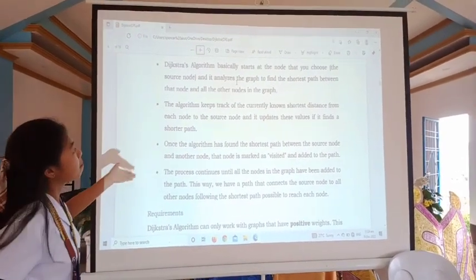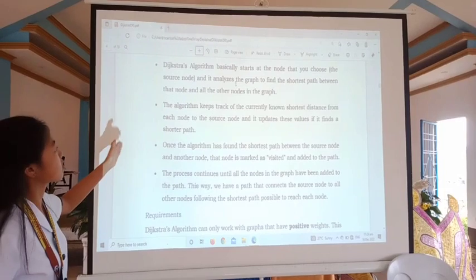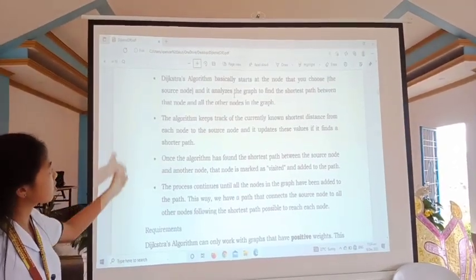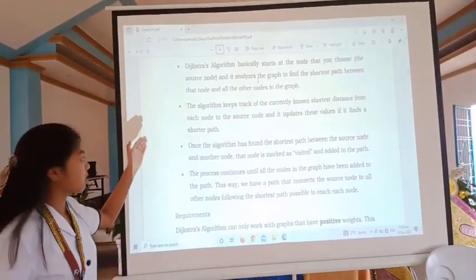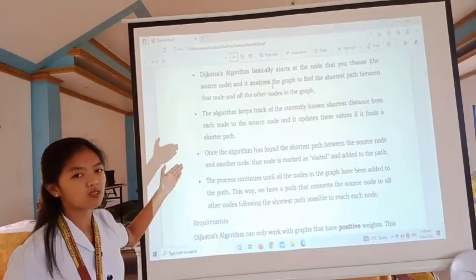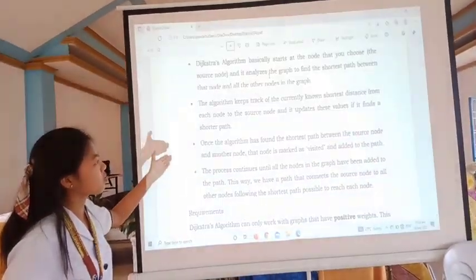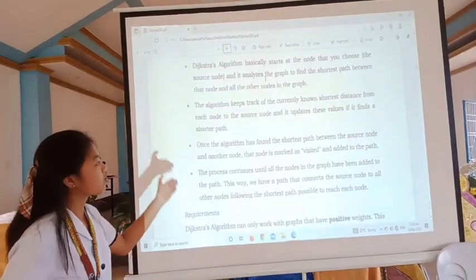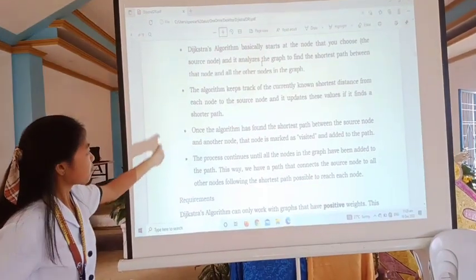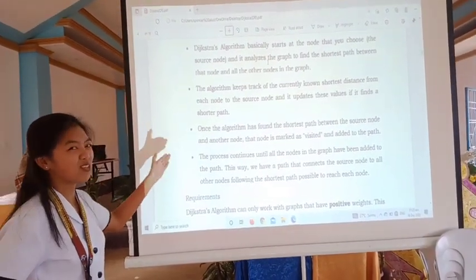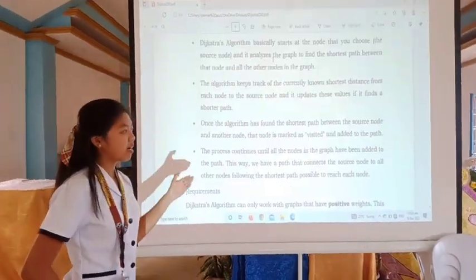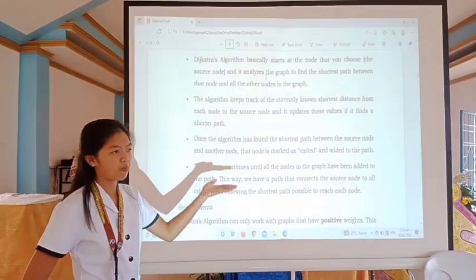Okay, we have the basics of Dijkstra's algorithm. It basically starts at the node that you choose, the source node, and analyzes the graph to find the shortest path between that node and all the other nodes in the graph. The algorithm keeps track of the currently known shortest distance from each node to the source node, and it updates these values if it finds a shorter path. Third, once the algorithm has found the shortest path between the source node and another node, that node is marked as visited and added to the path.